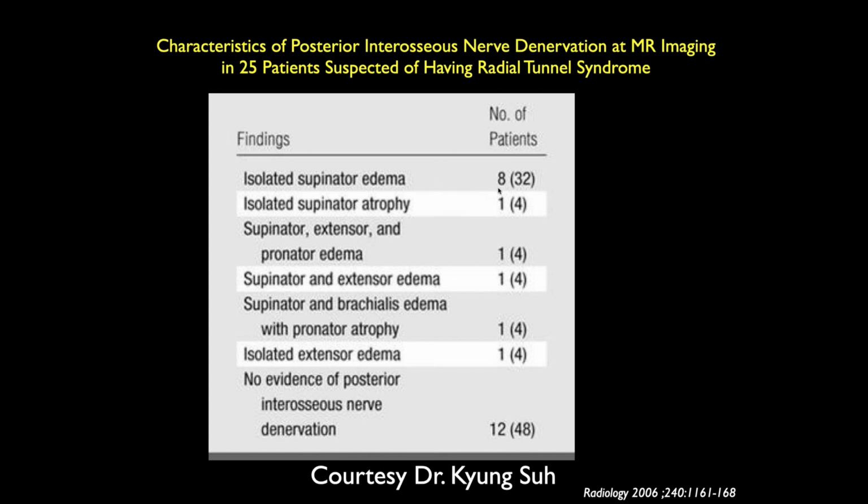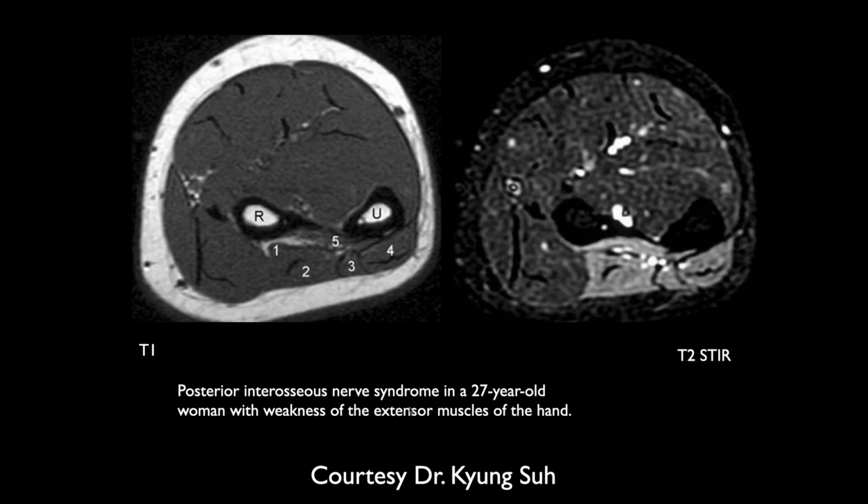Here are the findings that they saw in this set of 25 patients. The most common finding was isolated edema of the supinator muscle, and then you can have scattered single other muscle involvement. The most number of patients who actually had posterior interosseous nerve denervation actually had a normal MR scan. So we're not very sensitive. Again, this is the kind of edema you're looking for.